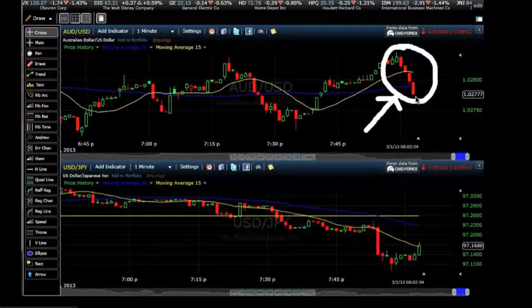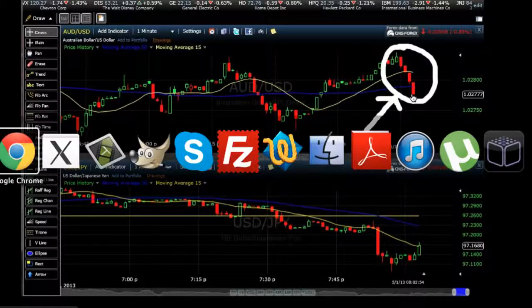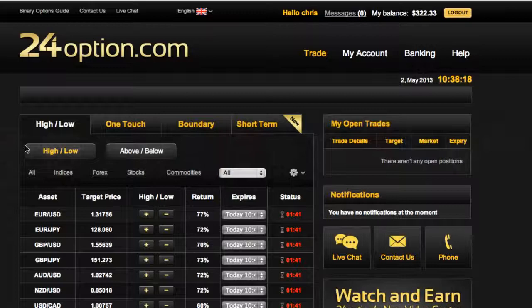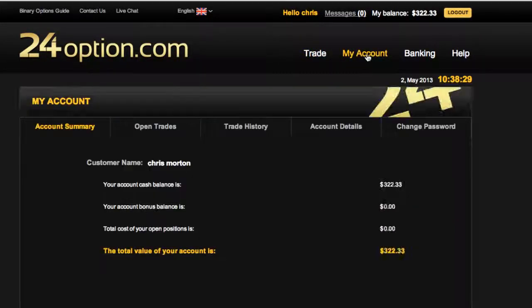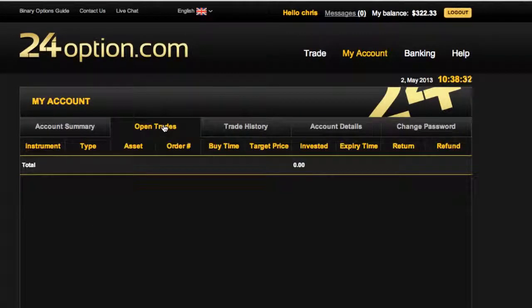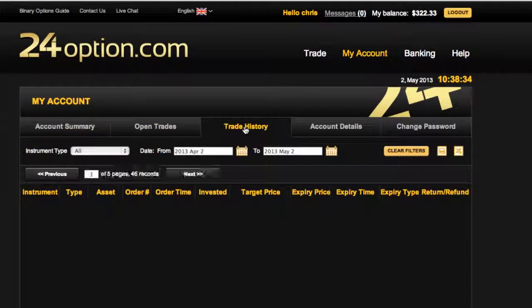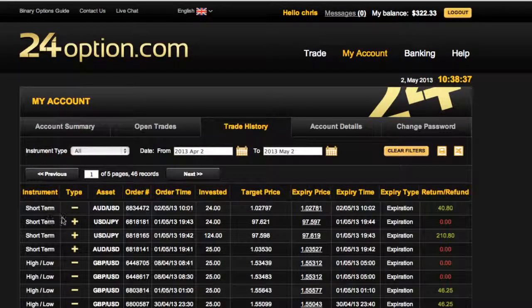I'll bring up the window here. I'll just go into my account, open trades, trade history, and you'll see here the AUD USD asset. I invested 24. The target price was 102.7, and the entry price was 102.81, and I won the trade.